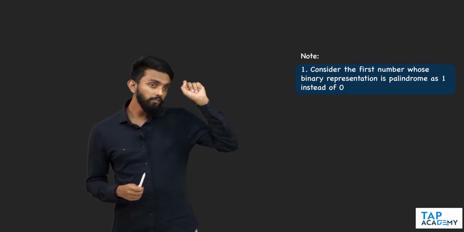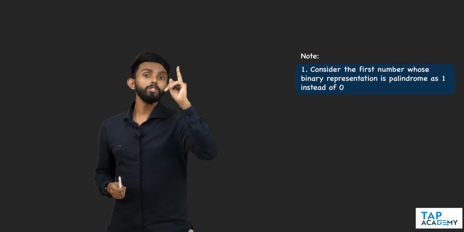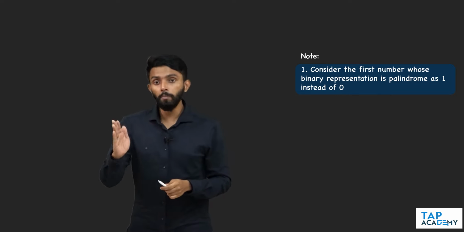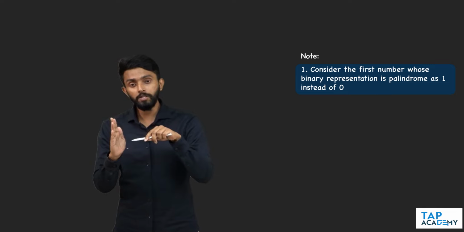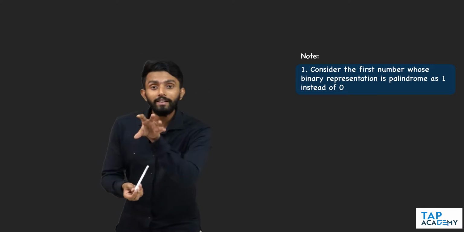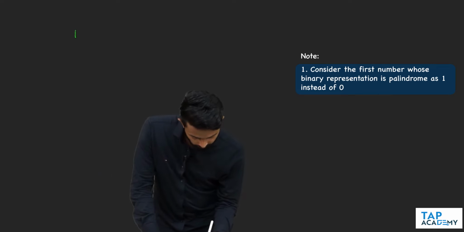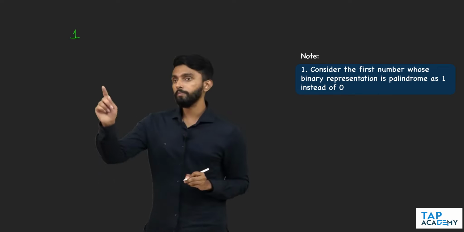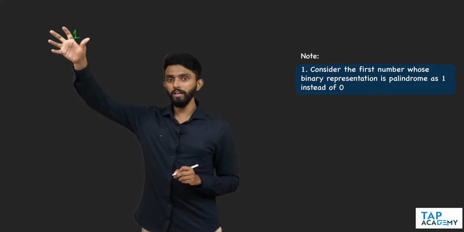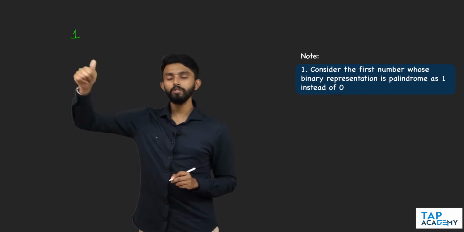Consider the first number whose binary representation is palindrome as 1 instead of 0, which means the first number whose binary representation is palindrome is 1. 1 is not the number, it is the binary representation, which means this is the first palindromic number. I hope you're able to think. In binary, this is the binary representation. This is the first palindromic number. From this side also same, from that side also same.